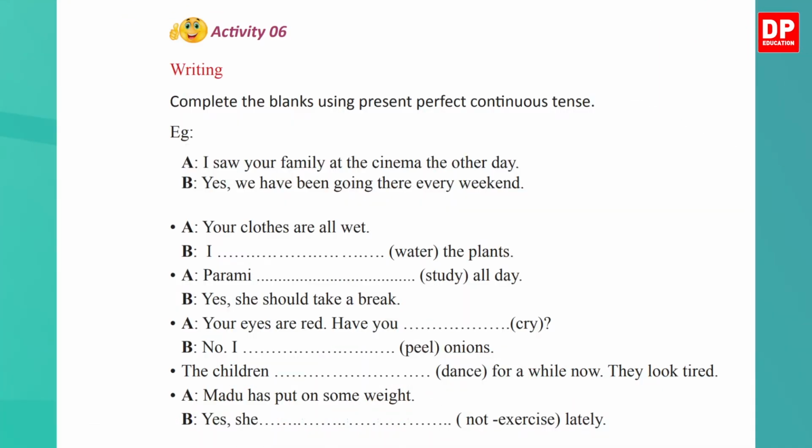Okay children, let's check your answers. Look at the first situation. A says, your clothes are all wet. So what should be B's answer? I have been watering the plants. That is in present perfect continuous tense. It is clear that B has been doing the work for some time and has just stopped it as his clothes are still wet. Wet clothes show the present effect of what he has been doing.